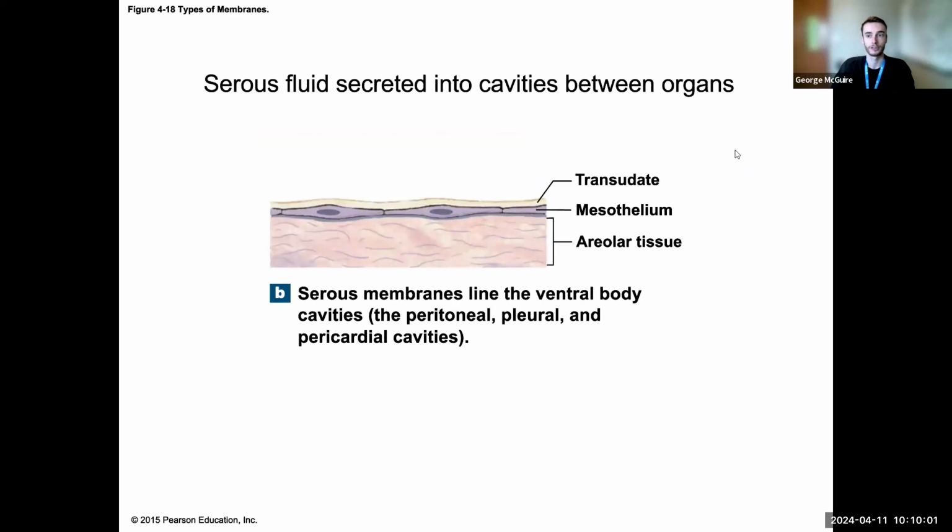Serous fluid is more of like a lubricant in between organs that touch each other, so it allows them to rub against each other without much friction. So think about all of the ventral body cavities, the cavities in between organs.